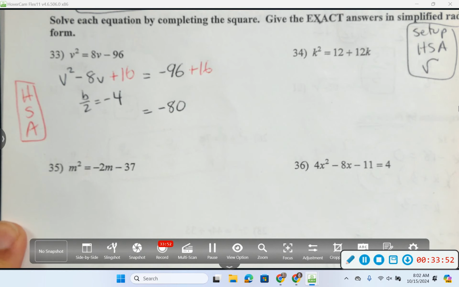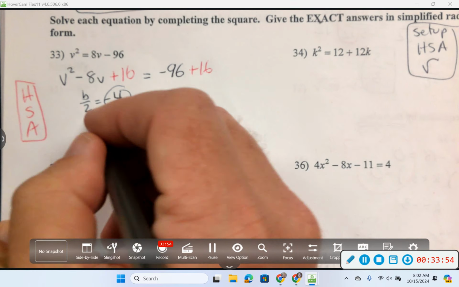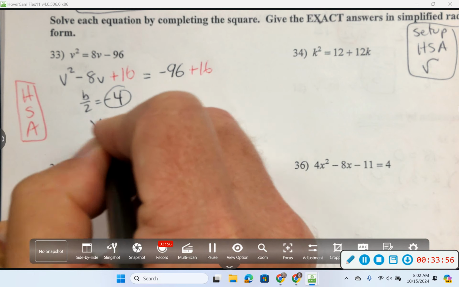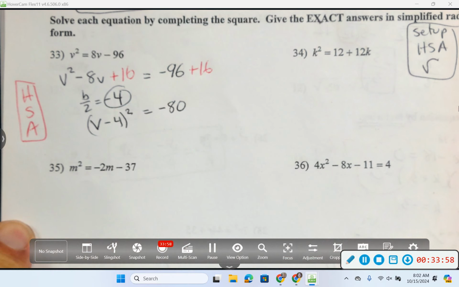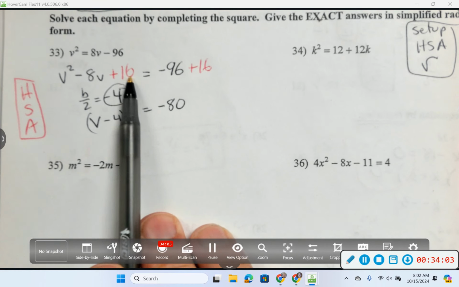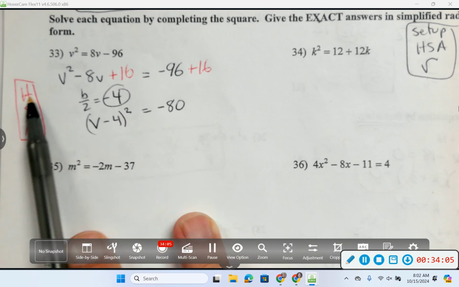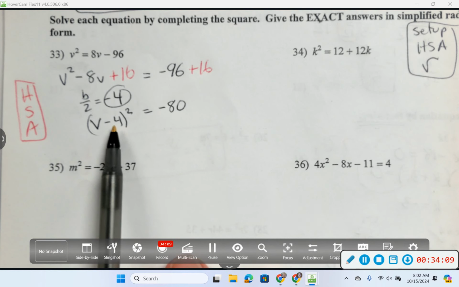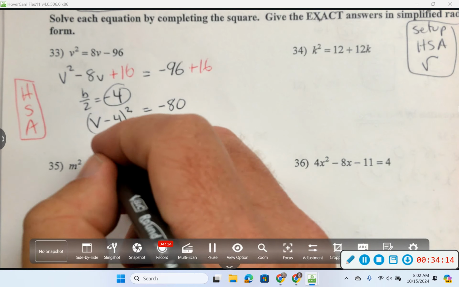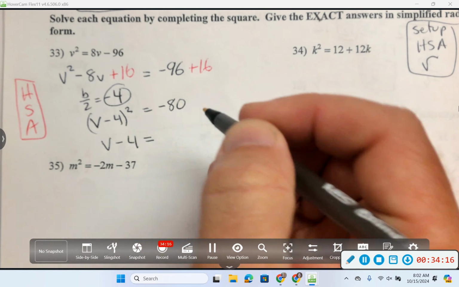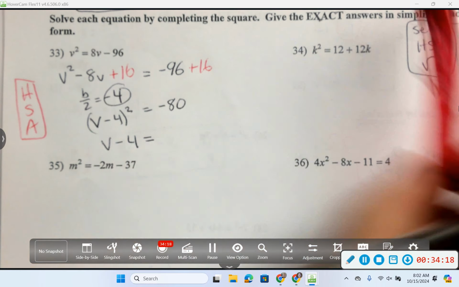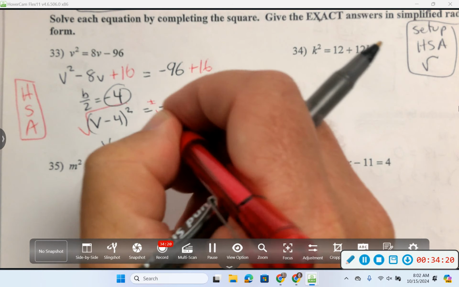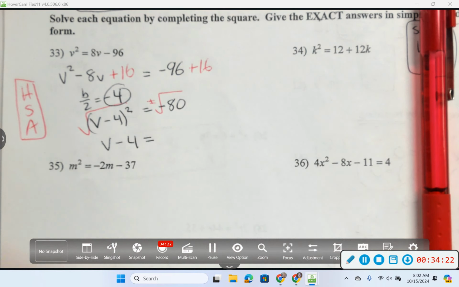I mean, you can factor like normal, but it's also always whatever b over 2 is. So v minus 4 squared. You've completed the square. By adding the 16, you completed this perfect square, which now makes it easy, or at least legible, to do the square root method. v minus 4 equals plus or minus the square root of negative 80.